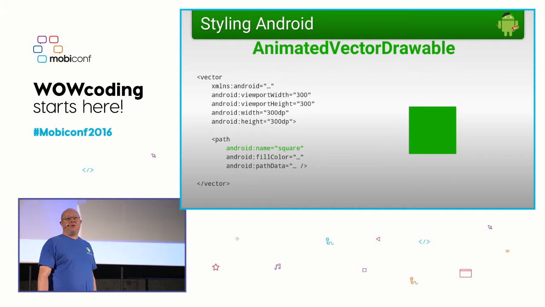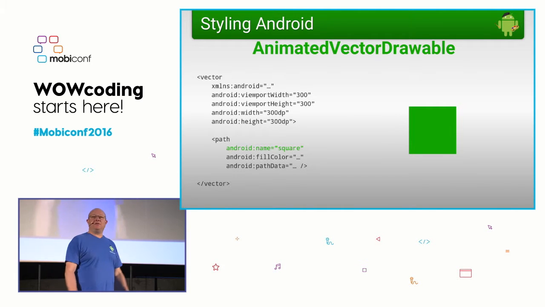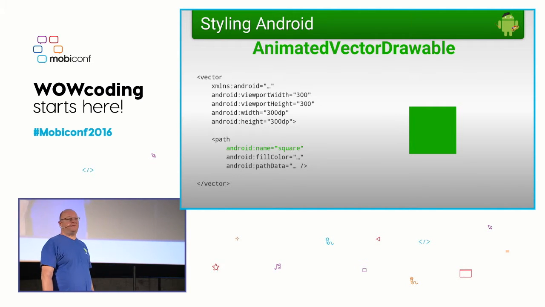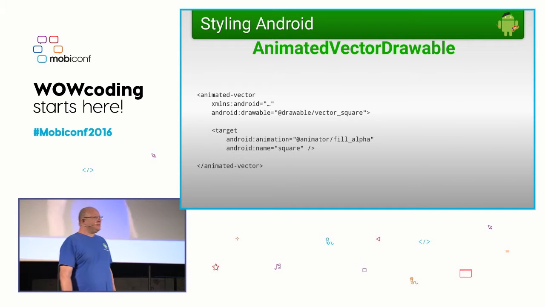And this is important. This is a requirement for our animation because it allows us to address an individual path element within the vector drawable. So here is our animated vector drawable. This is actually really quite simple. It's a mapping file.